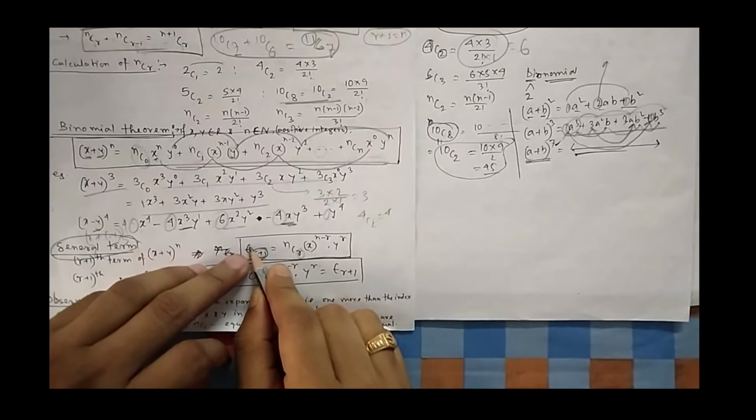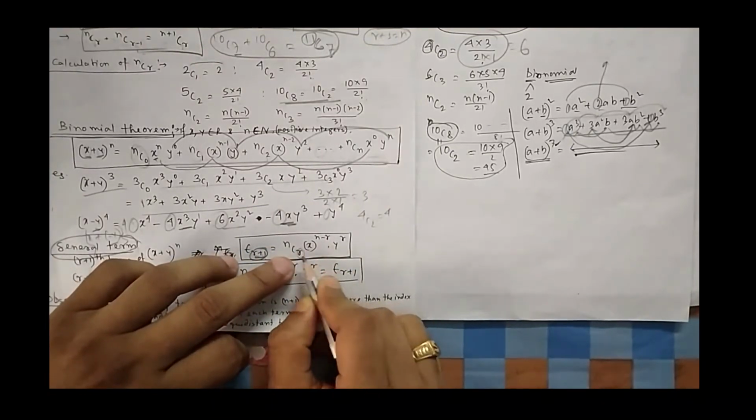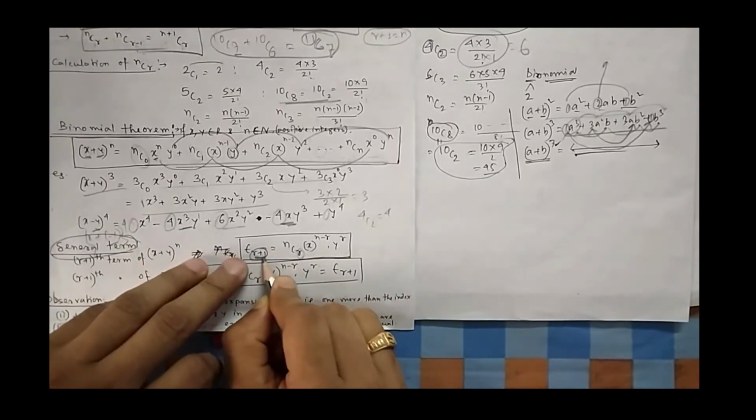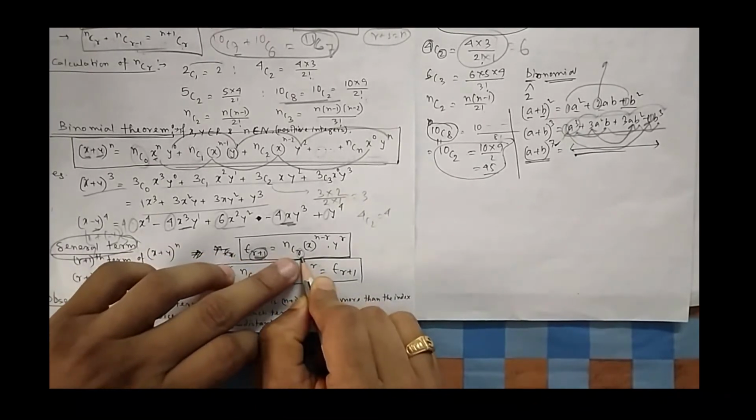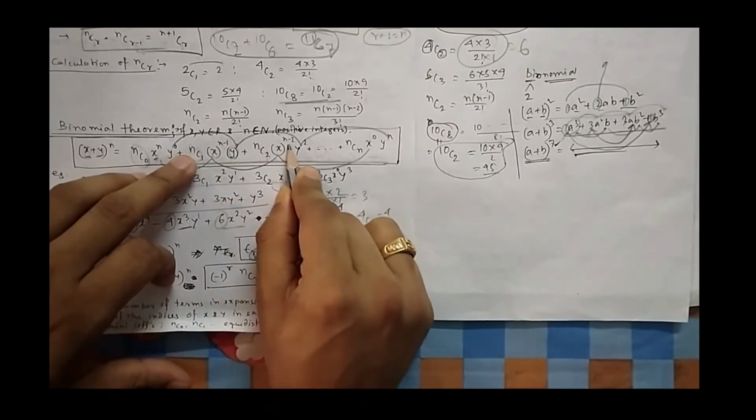If you want to write Tr, then it will be nC(r - 1). Remembering this one may become a little complicated. To make it easy, that's why they have written r + 1. So nCr, and what is here? You can see n minus 1 is here, n minus 2 is here, because it is reducing.